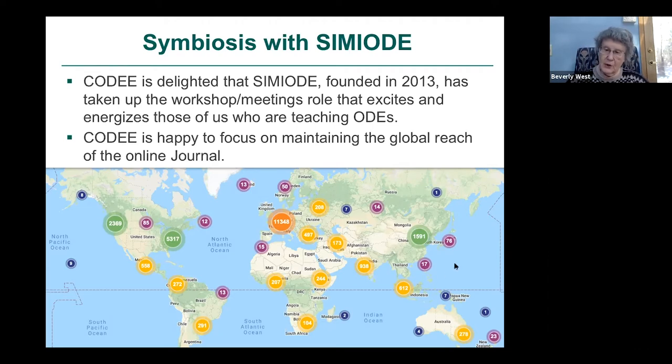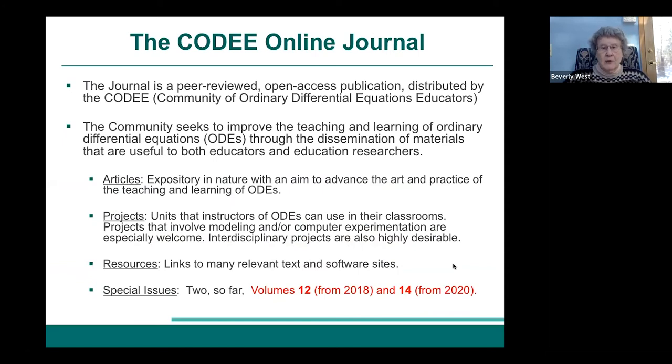So let's talk about the CODEE journal. It's a peer-reviewed, open access publication. It consists of articles that are expository in nature with the aim to advance the art and practice of teaching and learning of ODEs. Projects are units that instructors can use in their classrooms. We're not strictly limited to modeling, but of course that's very big. Resources give links to many relevant text and software sites, including, of course, SIMIODE.